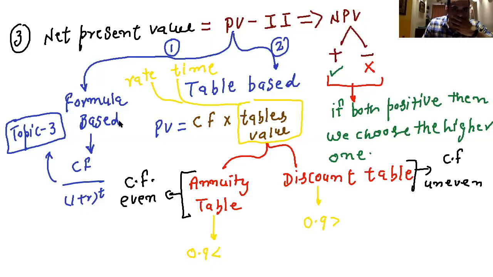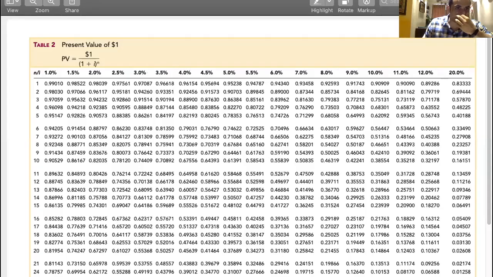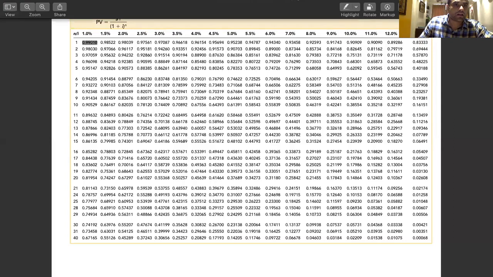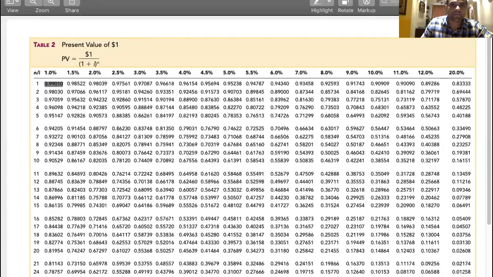So here, you can see these values are under 1. You can see the biggest value is this. So which means this table is a discount table, right? So when your cash flows are uneven, then you need this table, all right? Now I'll show you another one.